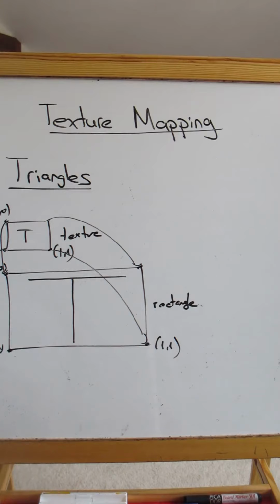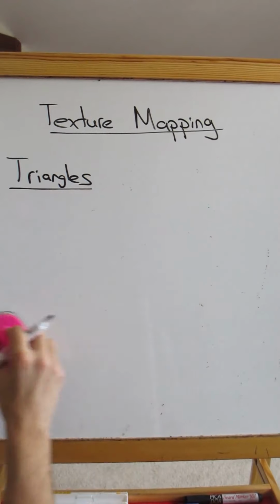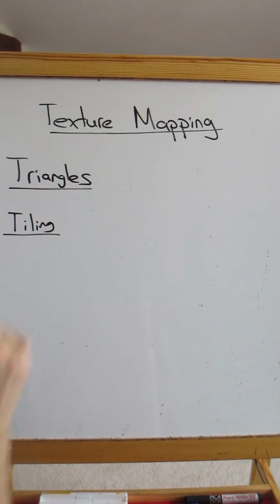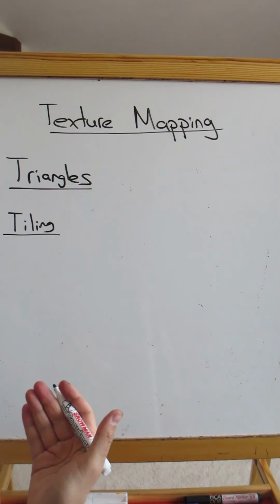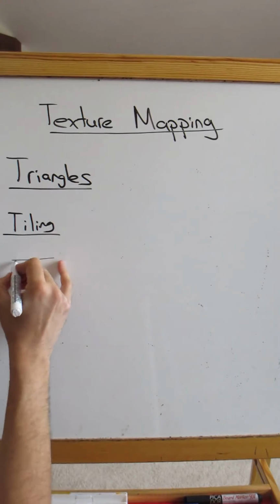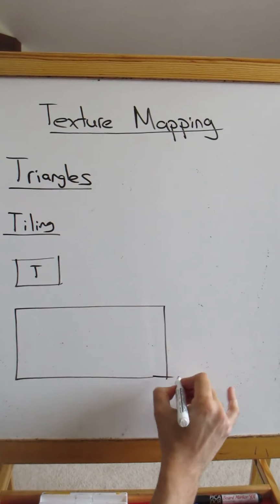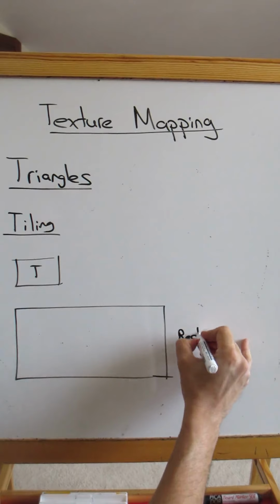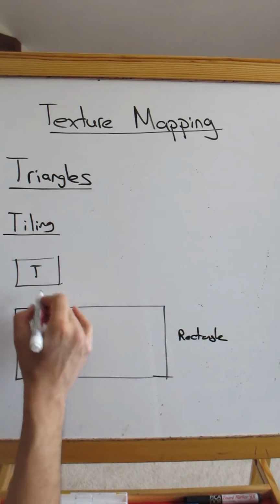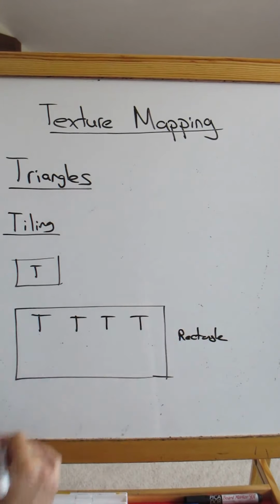Now, sometimes we want that, sometimes we don't want that. Now, one alternative to this resizing is known as tiling. So in tiling, we want to generate multiple copies of the texture on the object, without resizing the texture. So again, let's have the same texture T, and we want to map this onto a rectangle. So in tiling, what we want is this T to be duplicated, repeated basically.